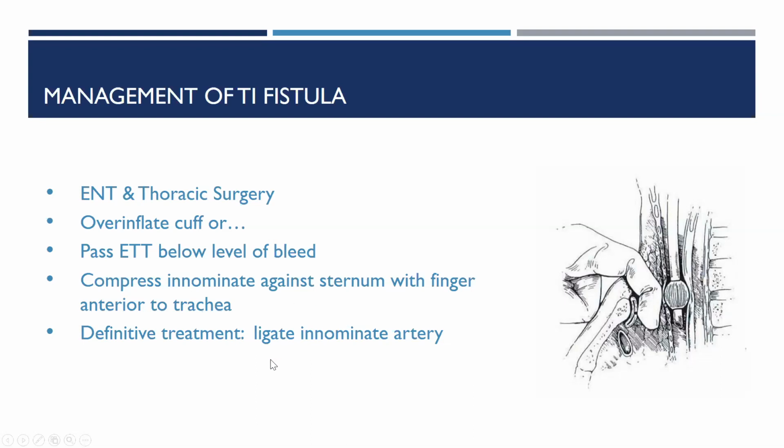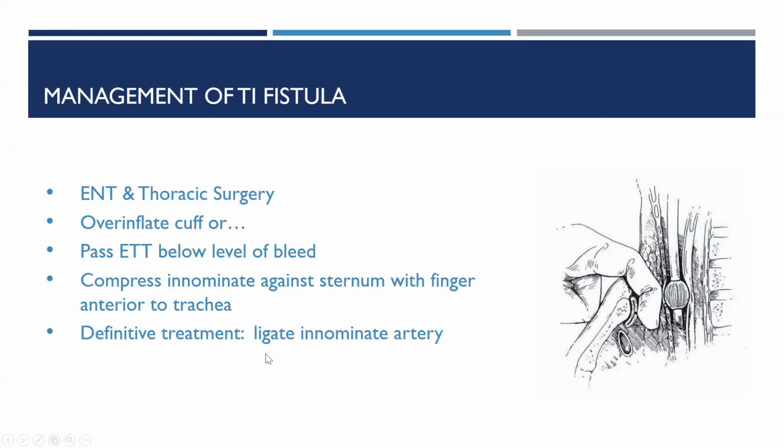But a little bit more of a definitive bedside thing would be to remove their trach, put your finger into the hole and pull the soft tissue against their sternum. Because if you can see here in the picture, this is the vessel that's bleeding and you can push it against the sternum and close that off and stop any sort of bleeding. But obviously what we need to do is take them to the OR and ligate that artery.